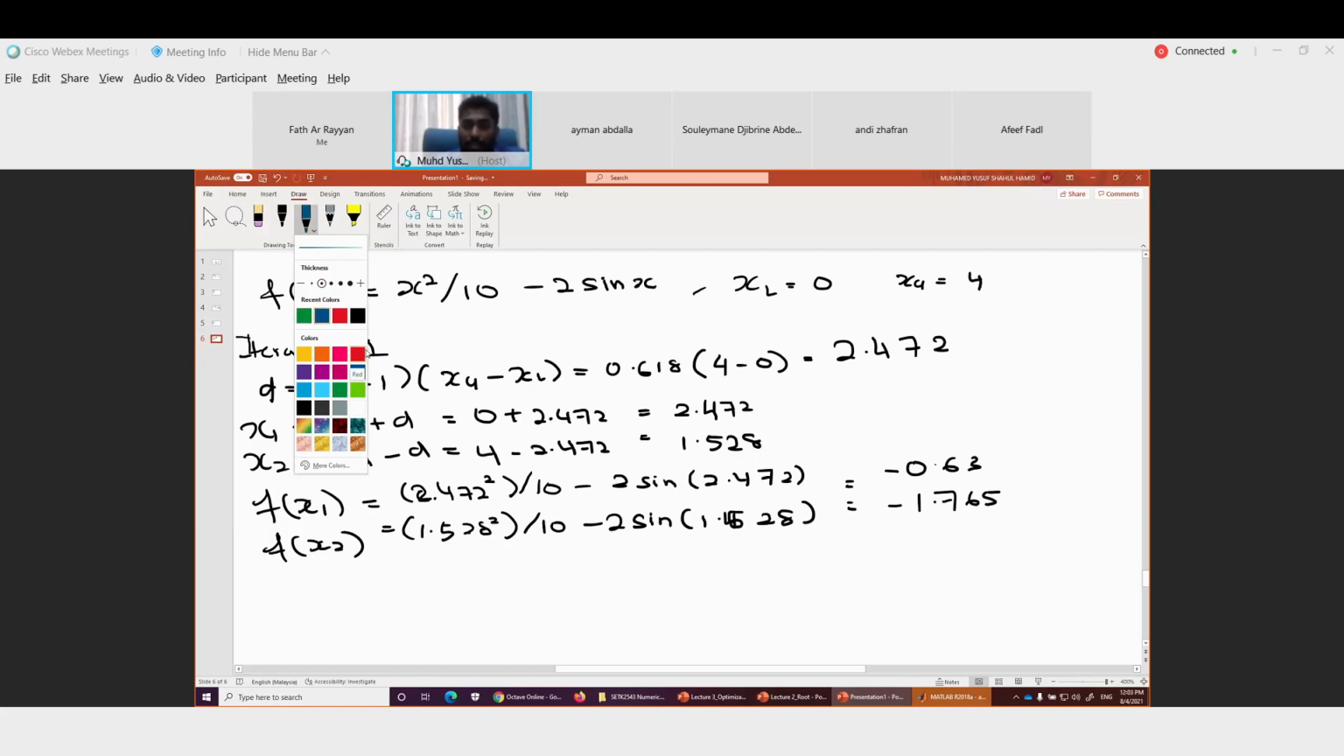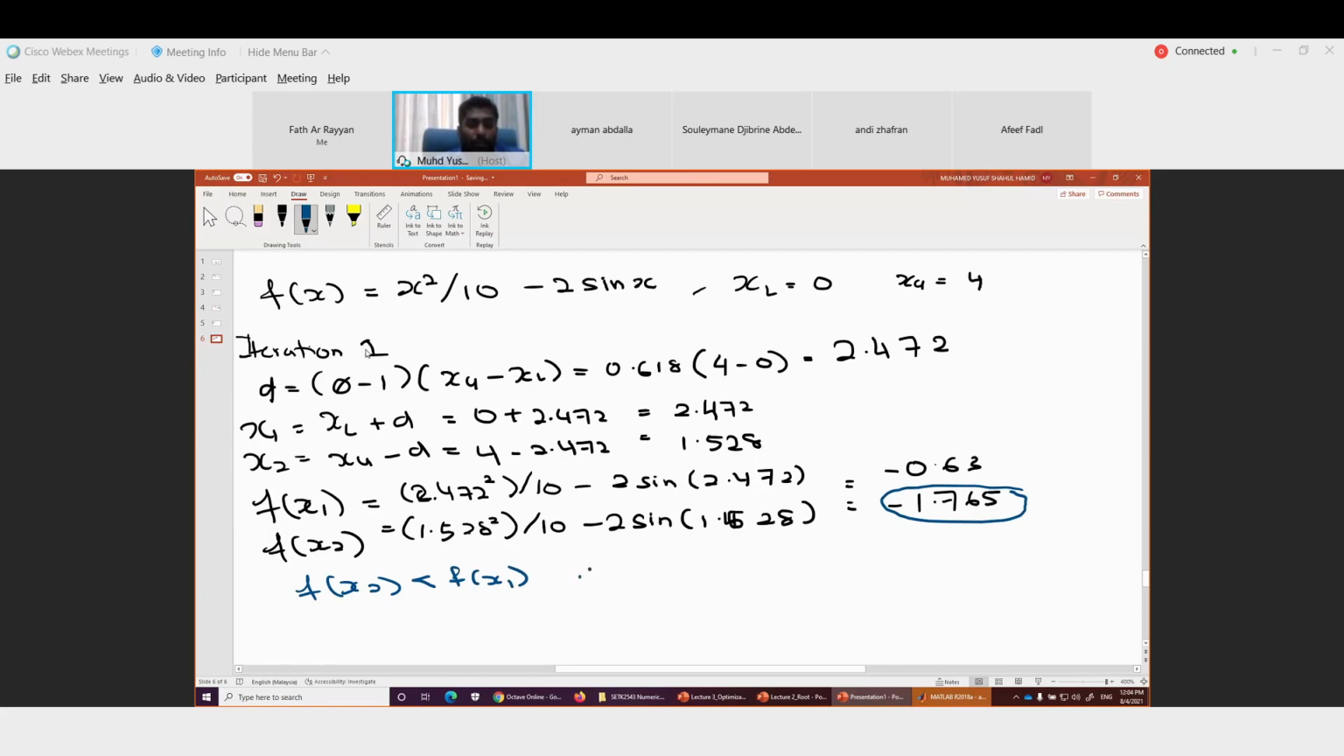Now we know that this one is the smaller number. Since this one is smaller, we know f(x2) is less than f(x1). Therefore, from the slide, it mentions that if f(x2) is lower than f(x1), then your x2 becomes xf.